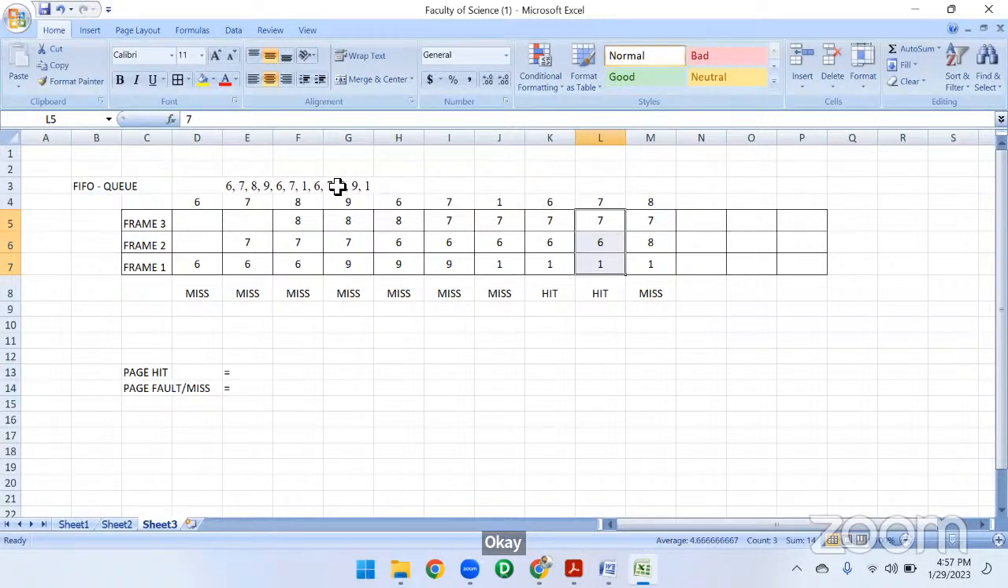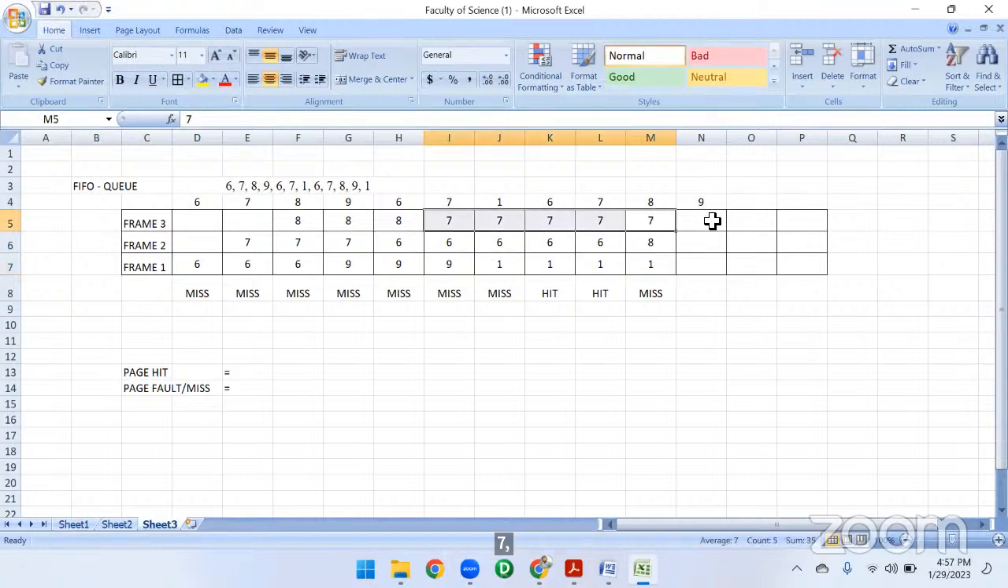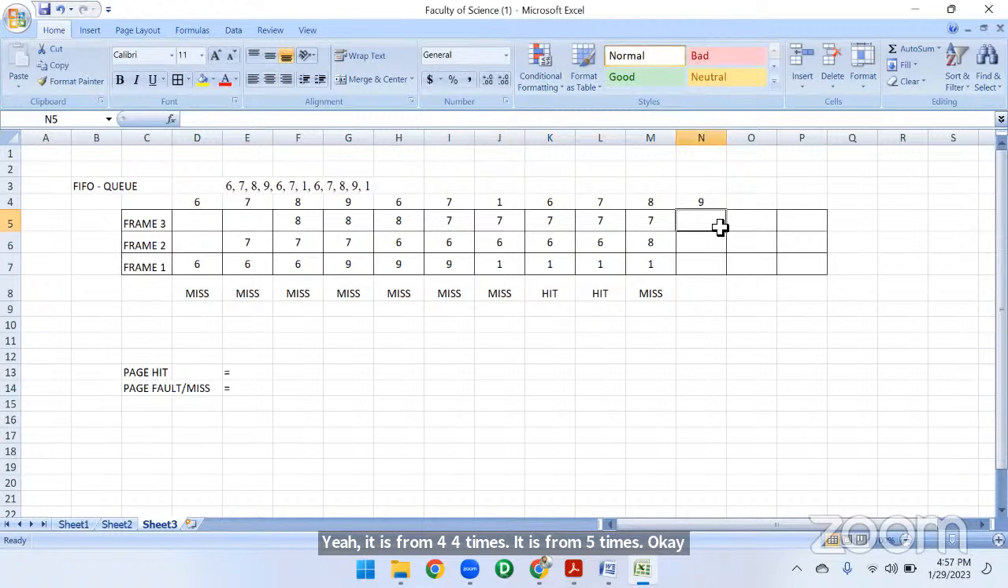Okay, can we go ahead? Yes. When 9 comes here again, it will check with the 9 here. The 9 is not available here. So what happens? It has to replace with whom? Whoever is present from the last period. 7 is from 4 times, it is from 5 times. So it will replace with the 7.